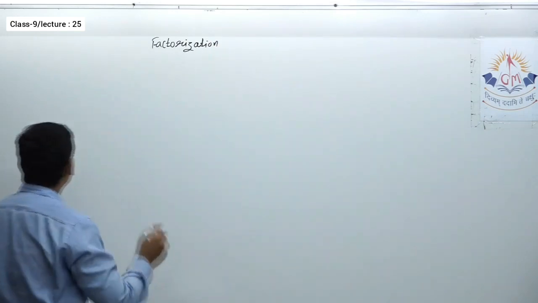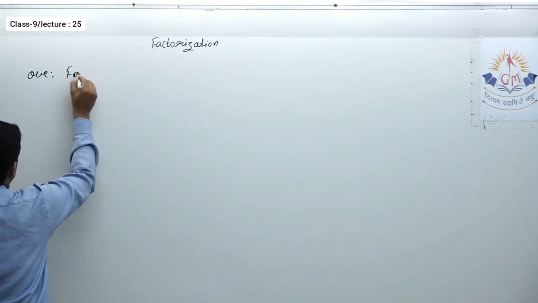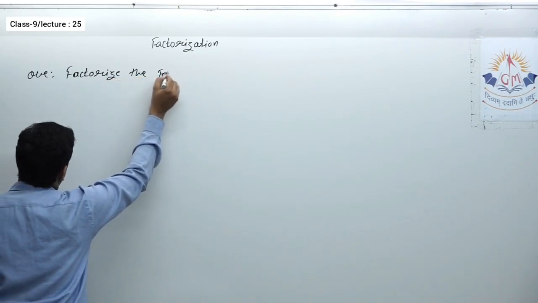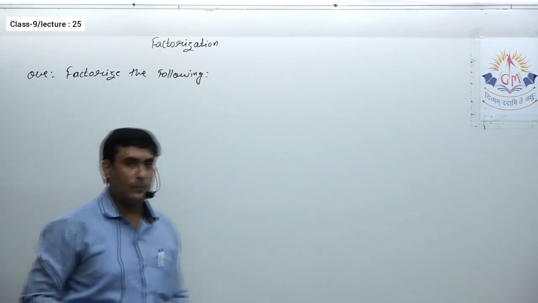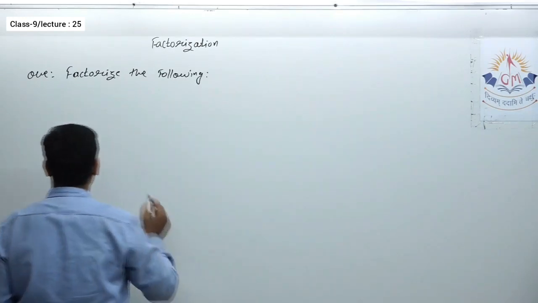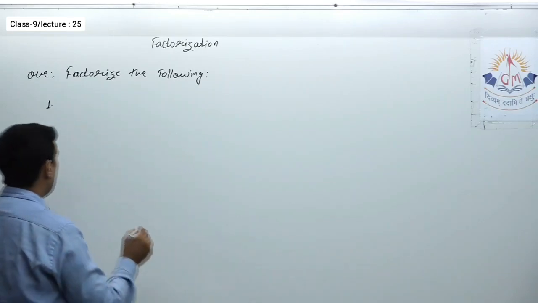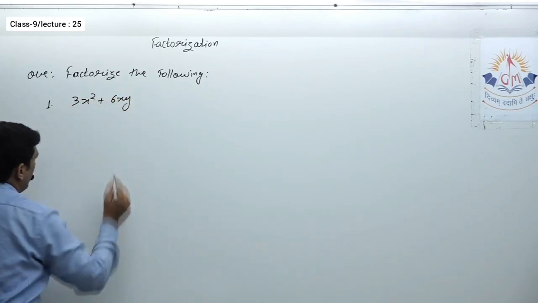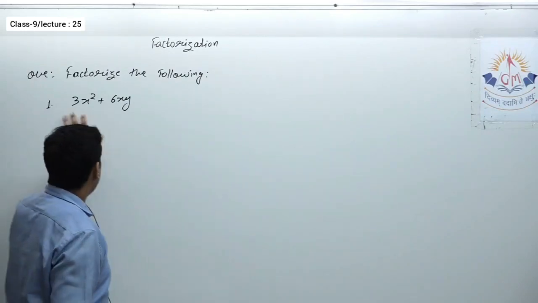So here the very first question goes, find the factors or factorize the following. One or two questions I will give you just to make you understand the idea about factorization, and then we'll start questions from your textbook. Suppose the very first example that I am taking is 3x square plus 6xy. This type of expression you got in your previous or earlier classes. Now here you have to find the factors of this.